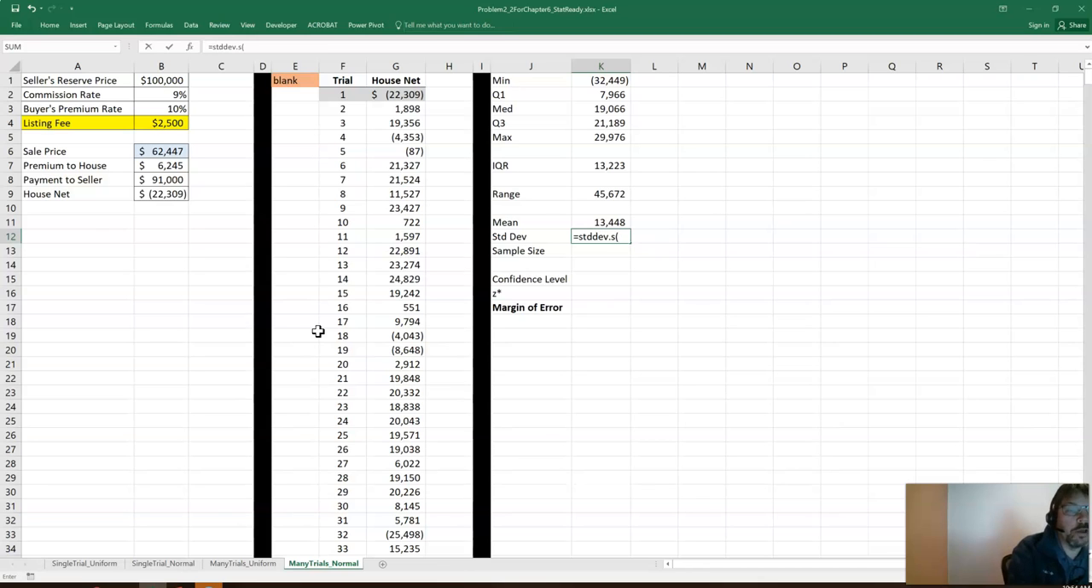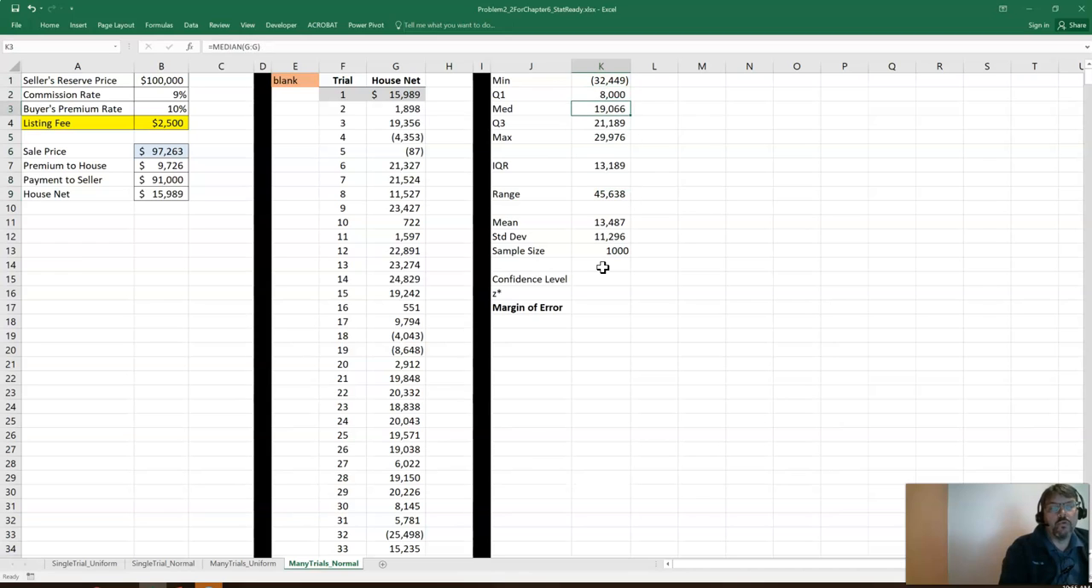So we're assuming we have sample data. Oops, I typed that wrong. There. So we use the .s, the sample size. We already know that it's 1,000, but it's wisest to let the computer tell you that.